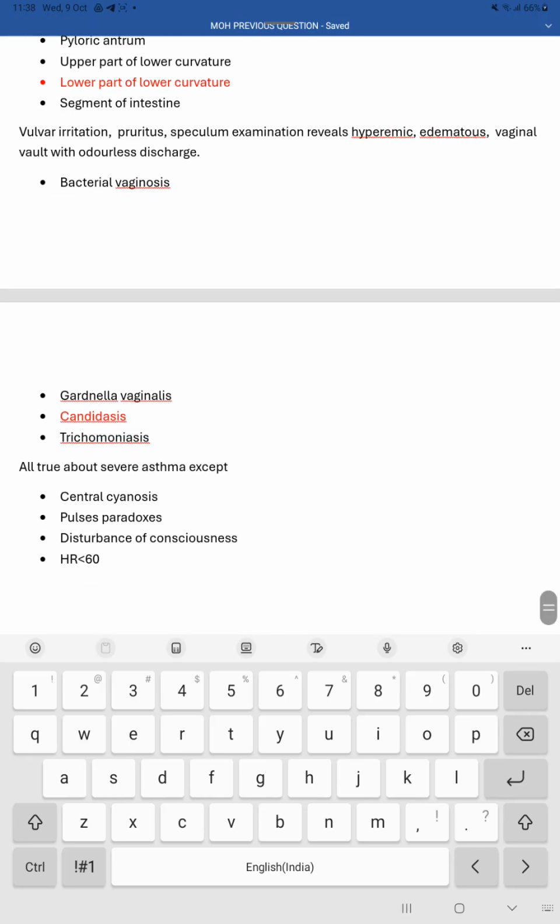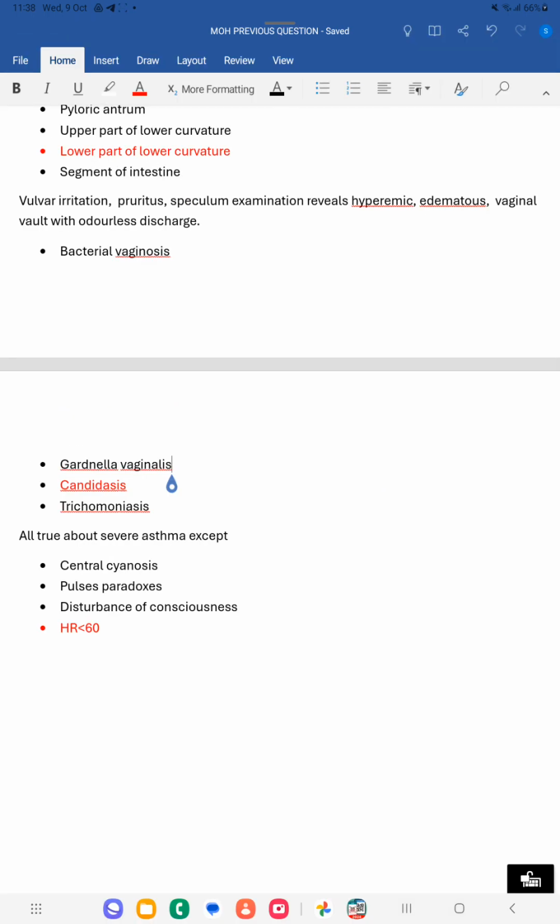Then the next question was: all are true about severe asthma except one feature. So the answer is heart rate less than 60, because in severe asthma, heart rate is increased. Tachycardia will be there. So that answer is false. The rest of the others you can see in severe asthma, central cyanosis, because in asthma the airflow is not happening properly, so oxygen supply will be reduced. You will be getting central cyanosis.